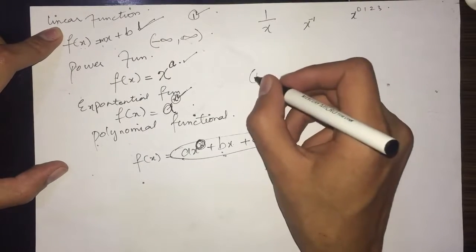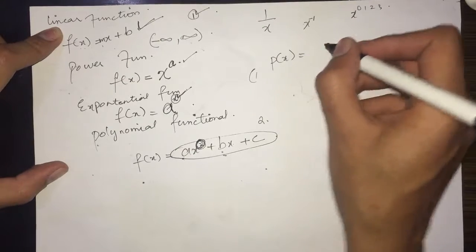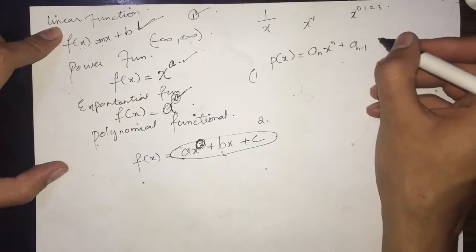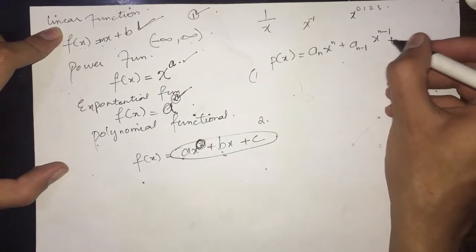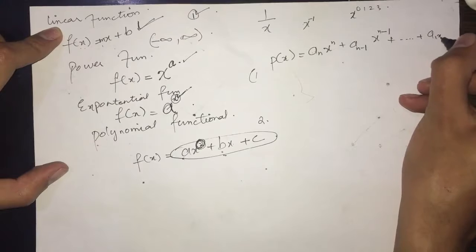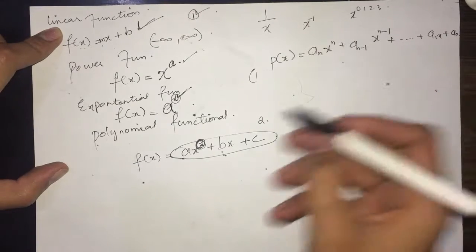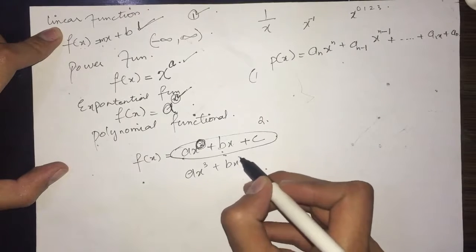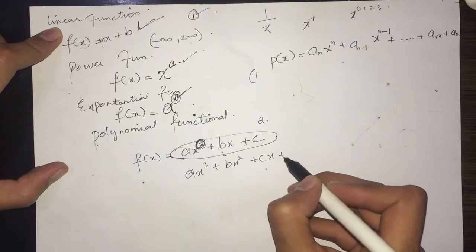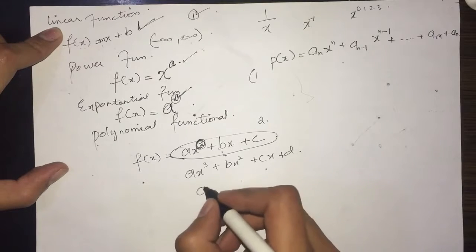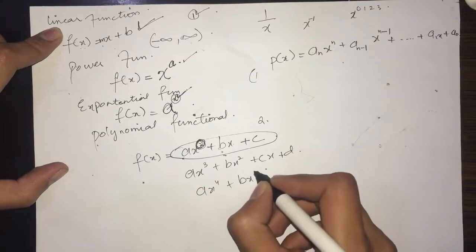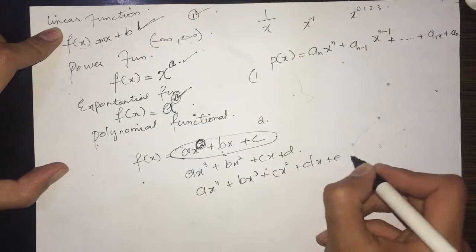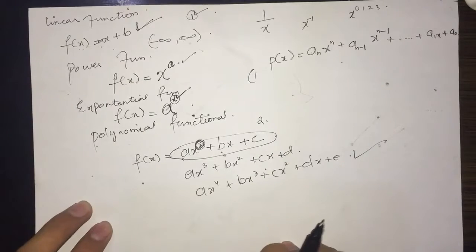So this polynomial function p of x can also be written as a n x to the n plus a n minus 1 x to the n minus 1 plus and so on, plus a1 x plus a0. So you can have a polynomial function of degree 3, you can have a degree of 4, like this. So this was polynomial function.